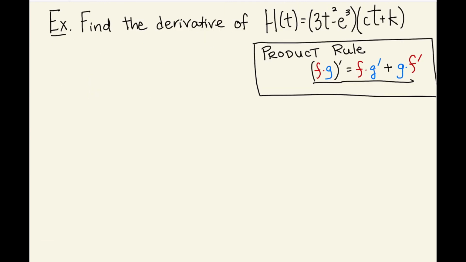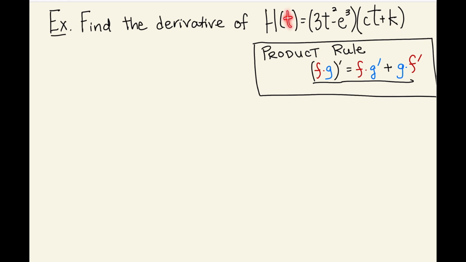In this example, we want to find the derivative of h of t. And again, we have something in a product structure here. Notice that the independent variable is t, and it appears in 3t squared minus e cubed times ct plus k. We also see these other letters appearing. These are just constants, so they're just fixed numbers, and you're just going to treat them like a number, like pi or 3 or -5. Okay, so for instance, the constant rule would apply with this guy.